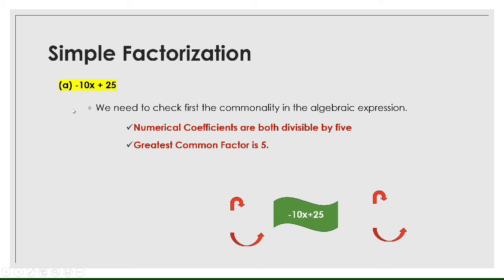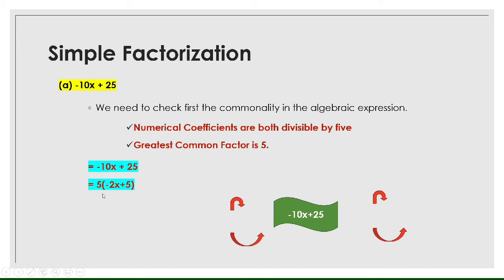Why? Because the factors for negative 10x are 1, 2, 5, and 10 itself. While for 25, the factors would be 1, 5, and 25. So, the only common factor they have is 5. So, that would also lead to a greatest common factor of 5. So, for this question, we actually have two answers. First, we need to resolve this one. Since their common factor is 5, we need to take out 5. Okay?